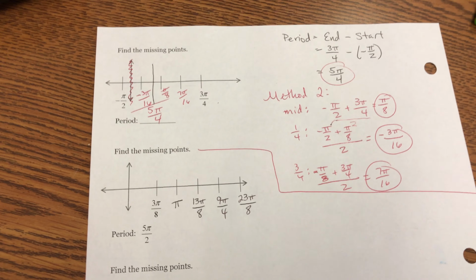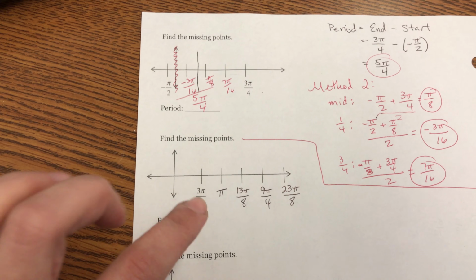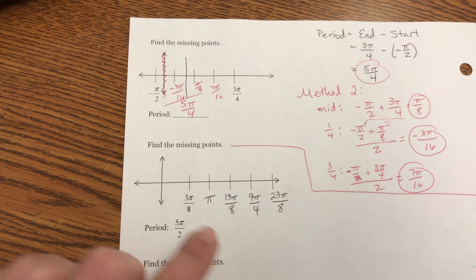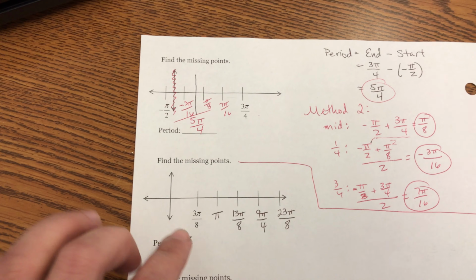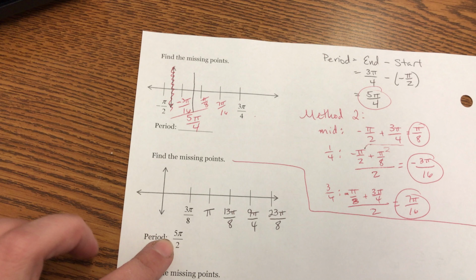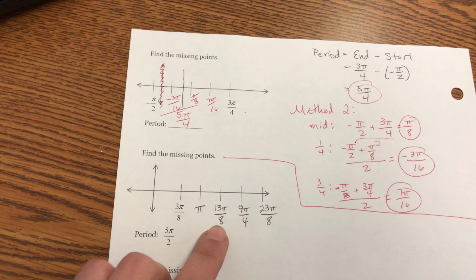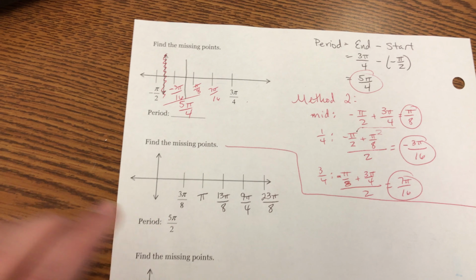Okay, here's the next one. No matter which way you did it, you should have gotten these answers. So go back and check to see where you went wrong. So if you do the averaging method, if you've gotten this one wrong, you added the starting point and the period together incorrectly. If your midpoint is wrong, then you forgot to divide by 2 when you added those together, etc.